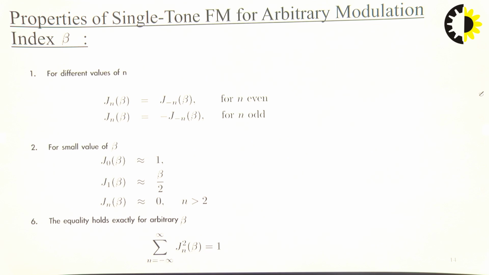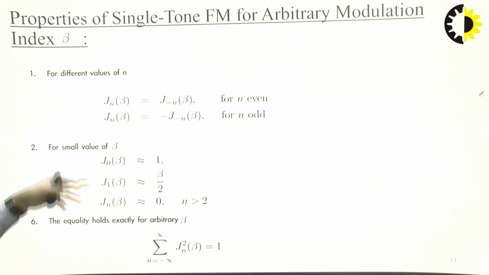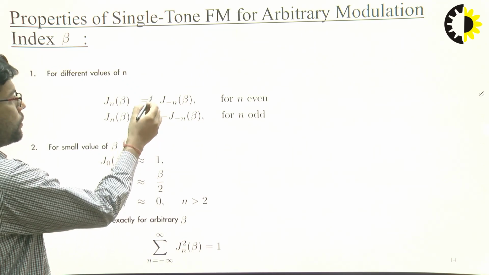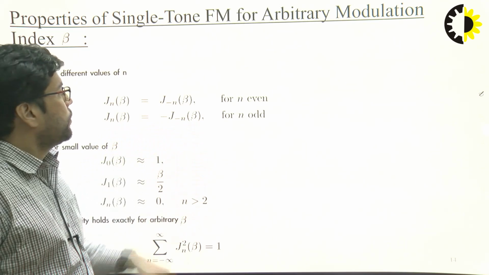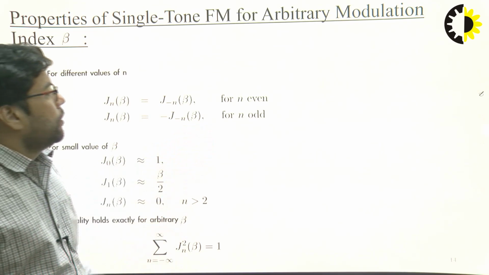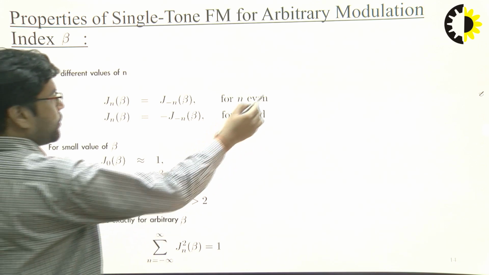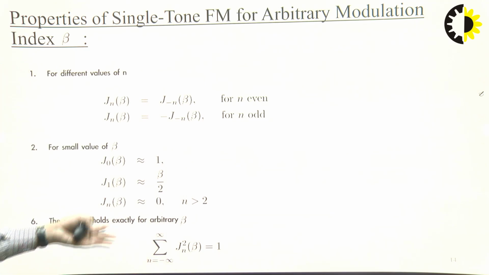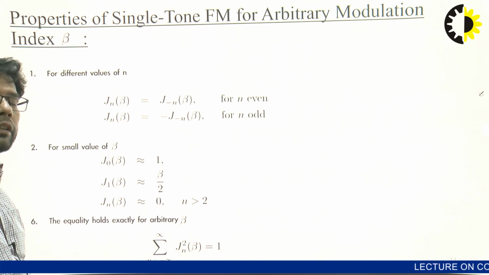These are the properties of the Bessel functions. For the case of even order, J_n(beta) is equal to J_minus n(beta). If the order is odd, then the minus sign comes into the picture, so J_minus n(beta) is minus J_n(beta). These are the main properties, and this is the special property of the Bessel function: the summation n equal to minus infinity to infinity of J_n squared (beta) is equal to 1.